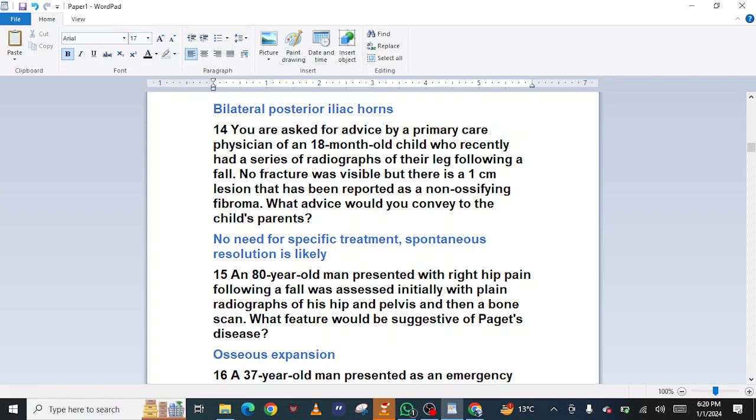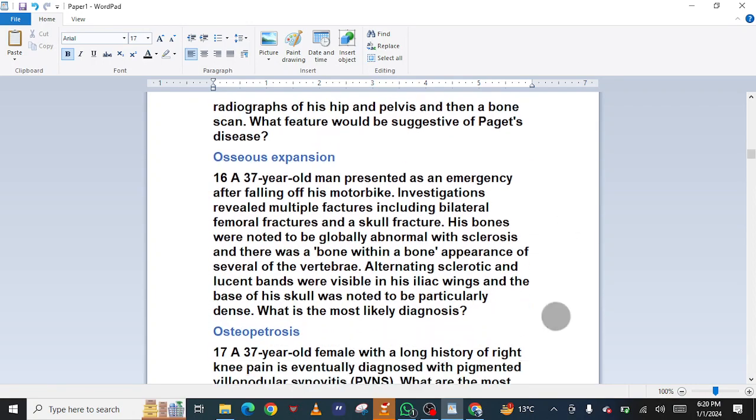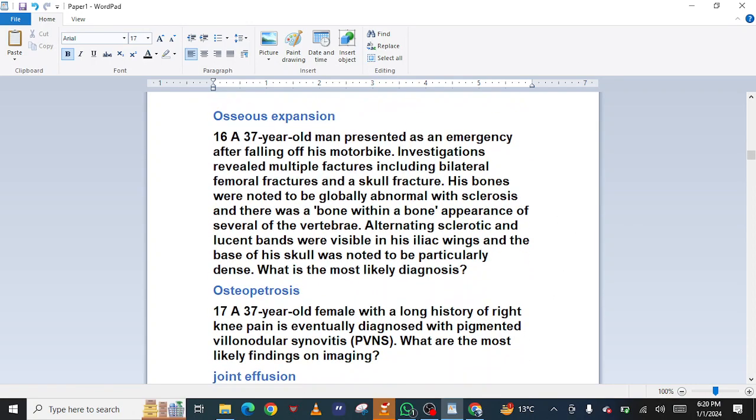15. An 80-year-old man presented with right hip pain following a fall and was assessed initially with plain radiographs of his hip and pelvis and then a bone scan. What feature would be suggestive of Paget's disease? Osseous expansion.